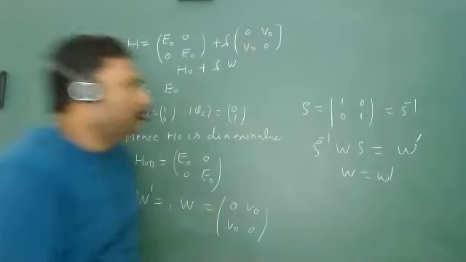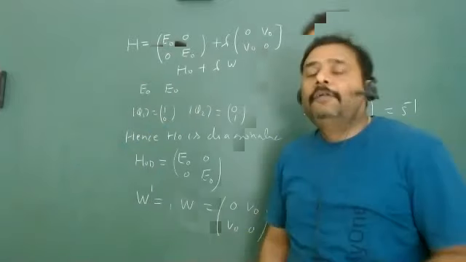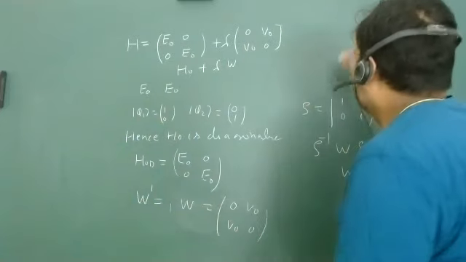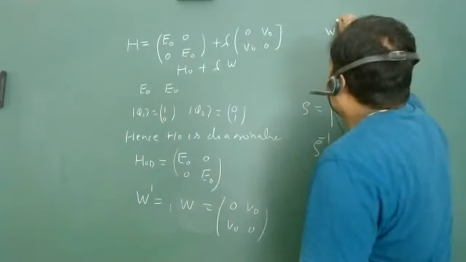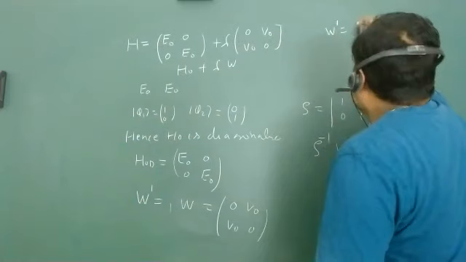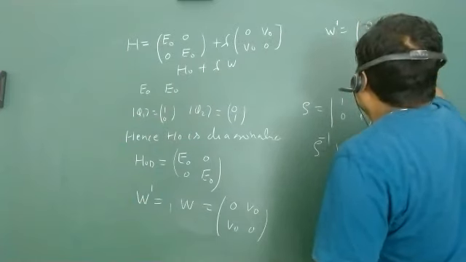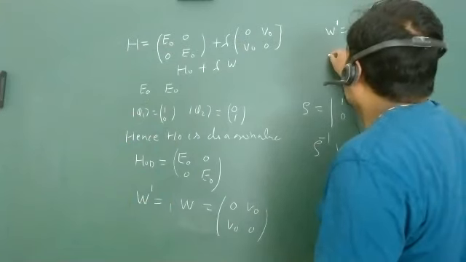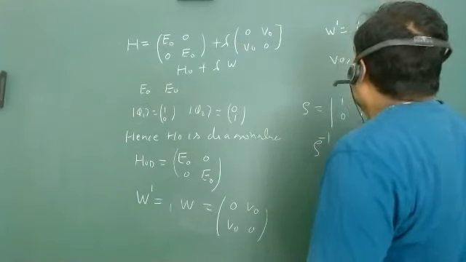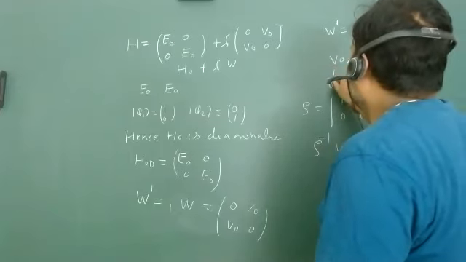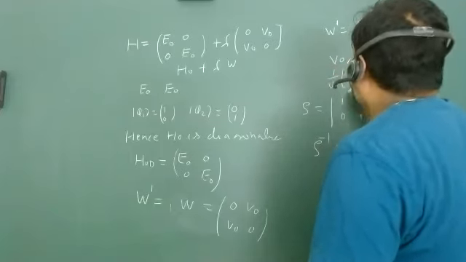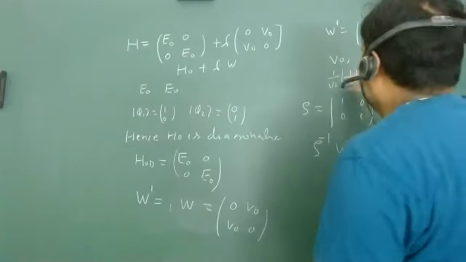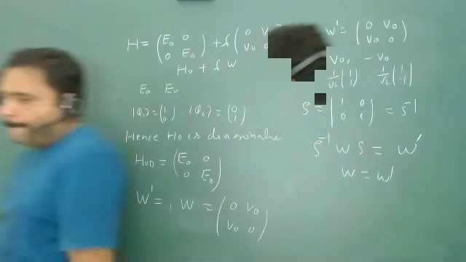So now we have to diagonalize W dash. How will you diagonalize it? You will just find the eigenvalues and eigenvectors. So let's diagonalize W dash. W dash is 0, V naught, V naught, 0. So what will be your eigenvalues? The eigenvalues are V naught and minus V naught. The eigenvectors are 1 by root 2 times (1, 1) and 1 by root 2 times (1, minus 1). You can just check that these are the eigenvectors.